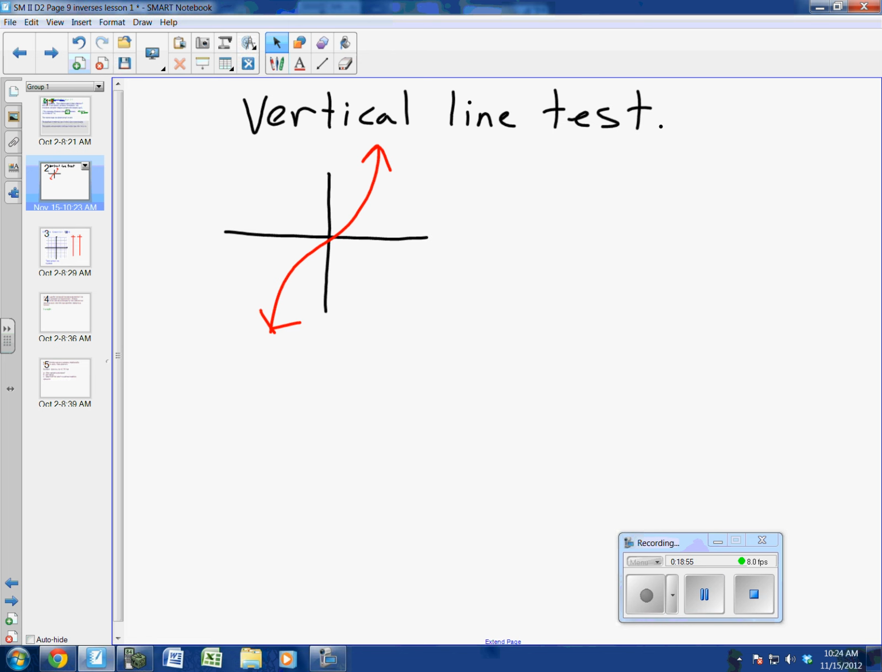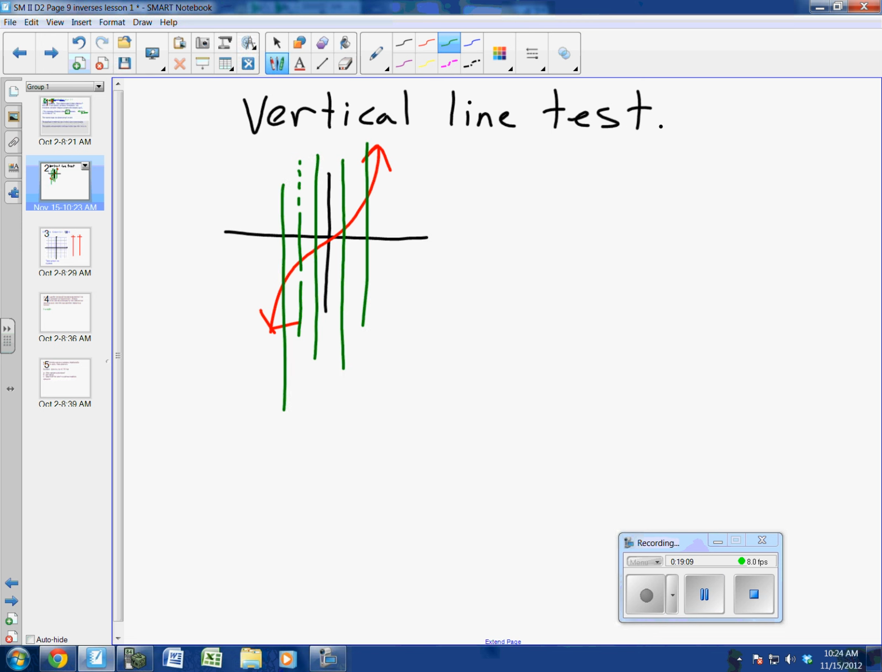It was to test to see if a relation was a function. If any vertical line you put only passes through the graph once, no matter where you put it, then it's a function. Is this one a function? Yeah, any vertical line you put on here is only going to cross through it once. Got it? Well, let's look at a parabola.